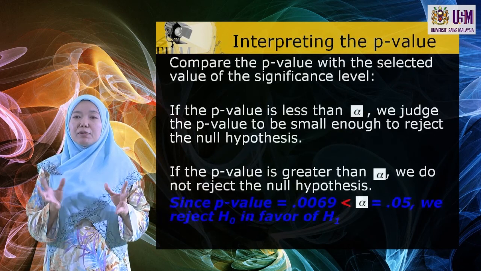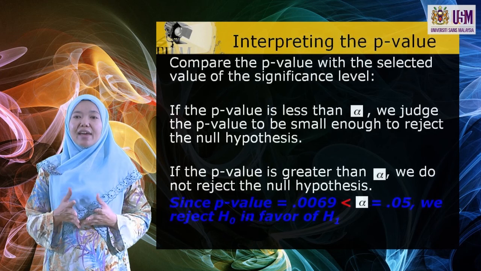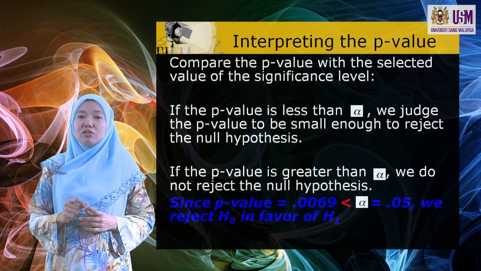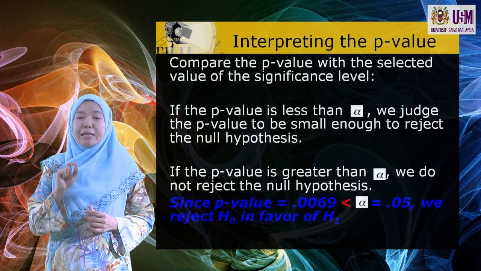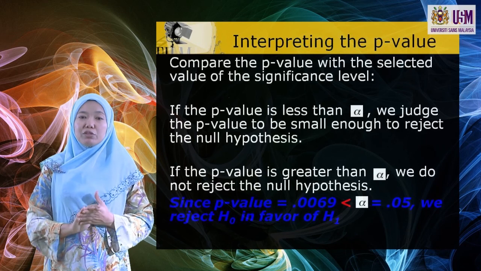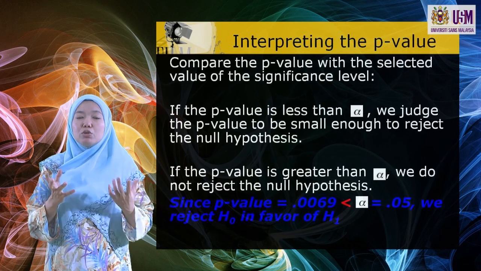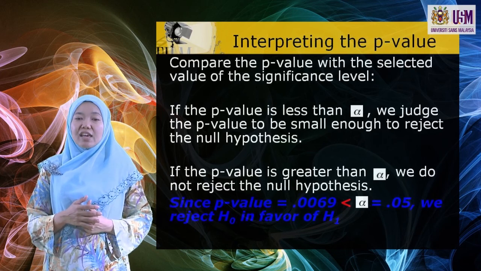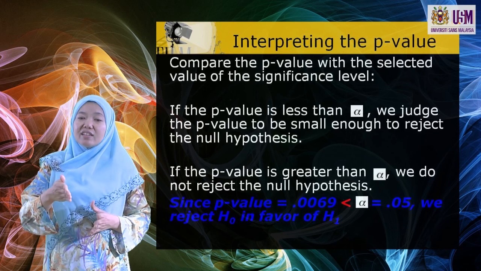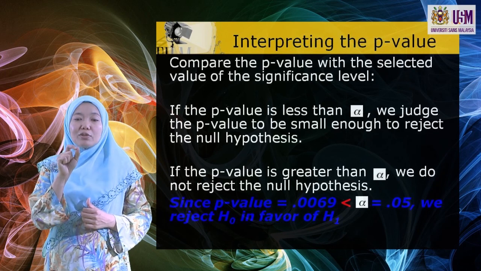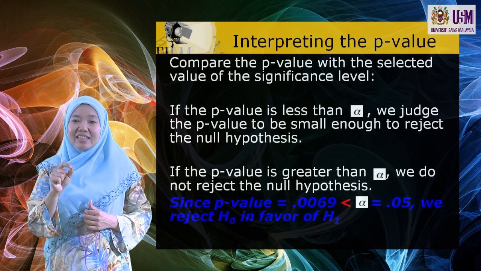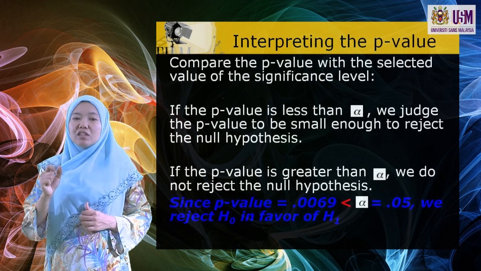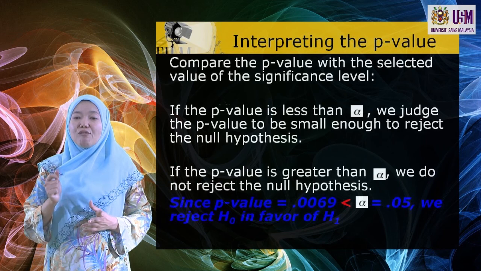We are still discussing the interpretation of the p-value. In this case, let's compare the p-value with the selected value of the significance level. If the p-value is less than alpha, which refers to the significance level, I hope you still remember that, you judge that the p-value is small enough to reject the null hypothesis. If the p-value is greater than alpha, we do not reject the null hypothesis. So it's just a repeat of what we discussed earlier. Since our p-value in this case is 0.0069, this is less than alpha at 0.05. I do hope you can differentiate that 0.0069 is smaller in measurement than 0.05. Bear in mind the decimal places there. So in this case, we reject H0 in favor of H1.